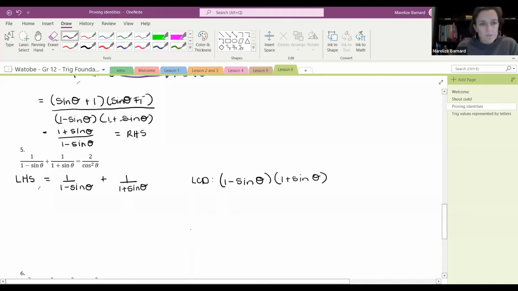Okay. So to make the denominators the same, we are going to times each term by what is missing. So 1 over 1 minus sine theta, we are going to times with 1 plus sine theta. And what I do at the bottom, I do at the top. So all those rules you learned back in grade 5 when you learned fractions, they are still in place. We're just doing it now with trig.